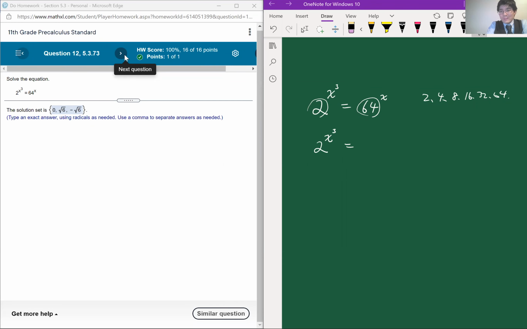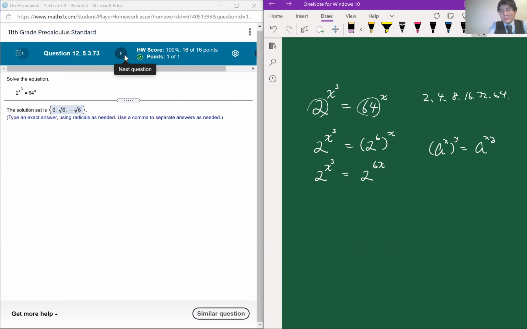So first of all, 64 is the same as 2 to the power of 6. Using an exponential rule, a to the power of x, to the power of y, is equivalent to a to the power of xy. So this is the same thing as 2 to the power of 6x.